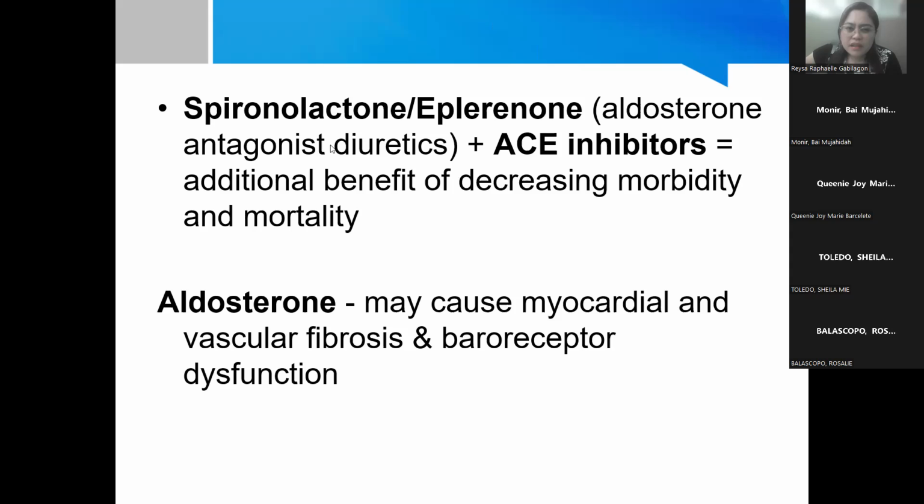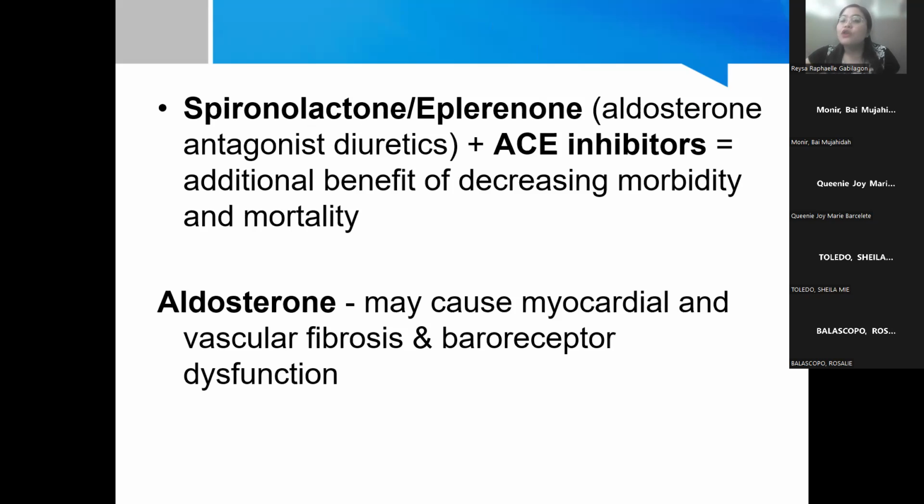We have the potassium-sparing diuretics like spironolactone and eplerenone, or we call them aldosterone antagonist na mga diuretics. Most of the time, we partner them with ACE inhibitors kasi studies showed na combination of these drugs can decrease both morbidity and mortality. Yung mga nagkakasakit ng heart failure and at the same time namamatay sa heart failure.